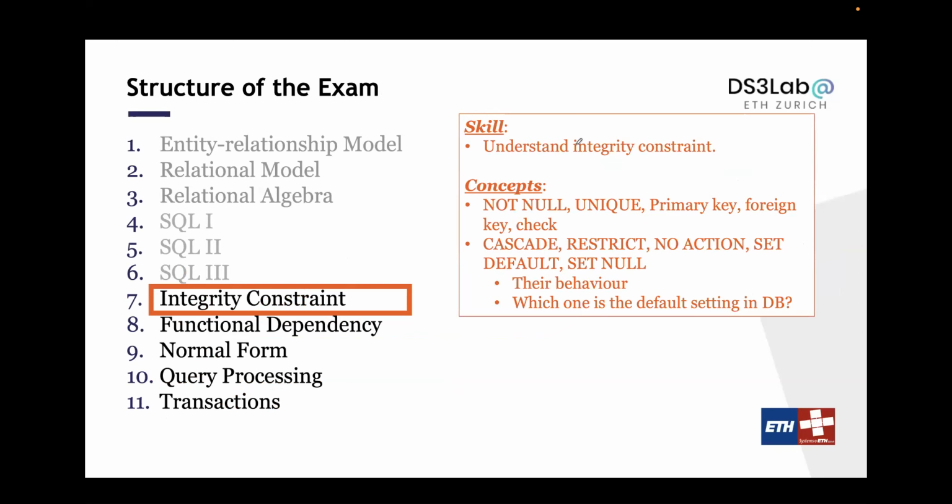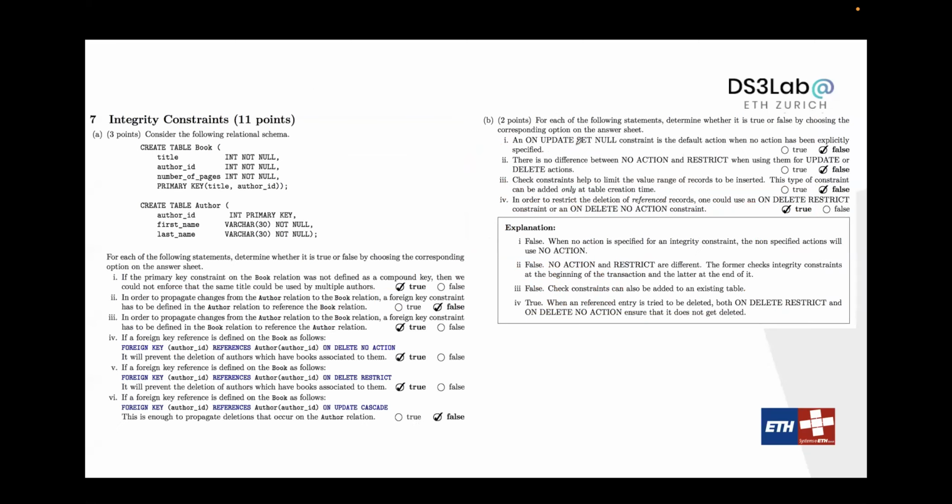We assume you know what is not null, what is unique, what is primary key, what is foreign key, and what is check. And the five different modes: cascade, restrict, no action, set default, set null, their behavior, and also which one is the default inside the database, which is no action. That one is the default in PostgreSQL, at least, and also in the SQL standard, I would believe.